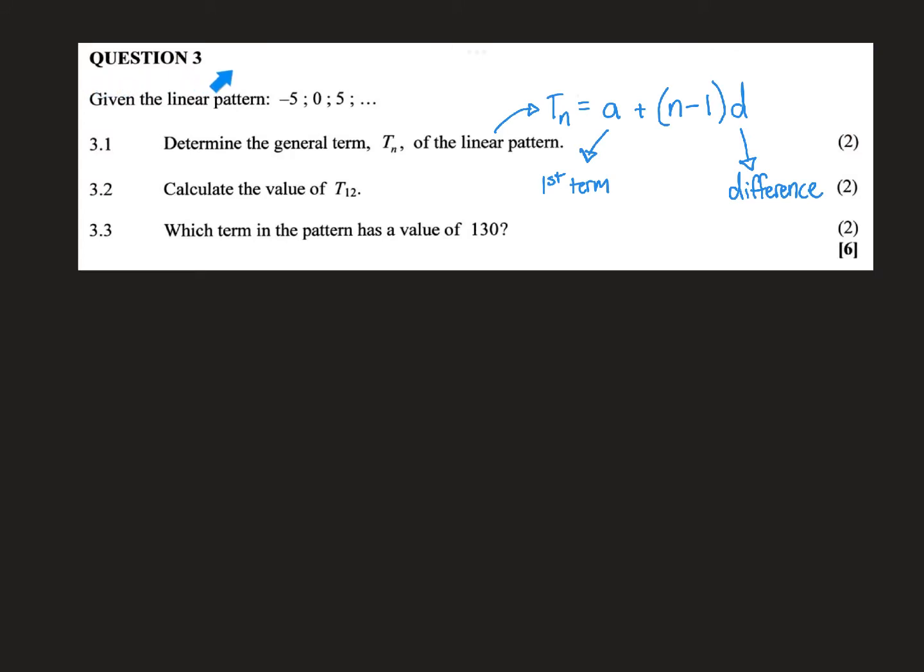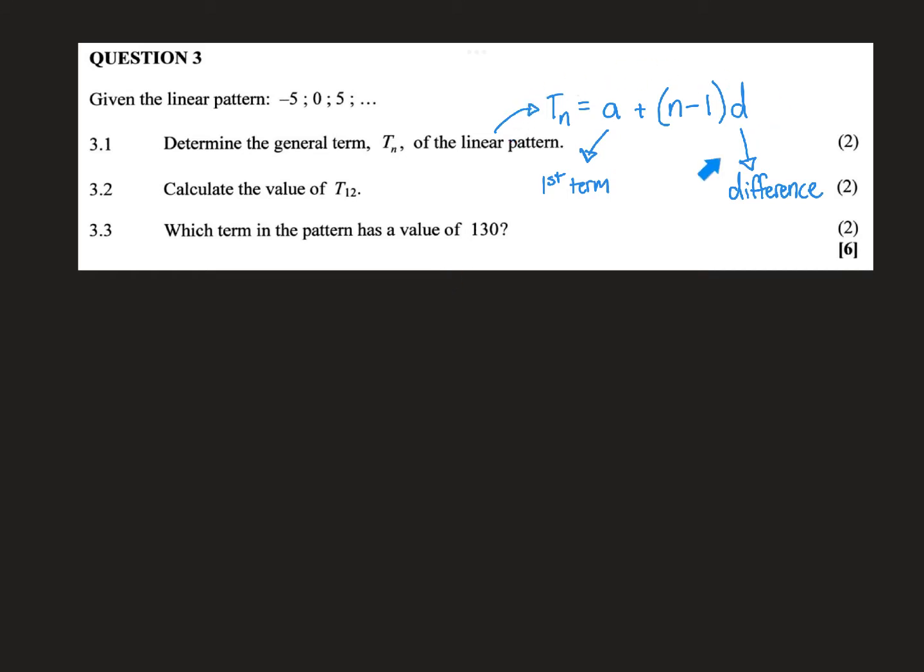So we're going through question 3 of the DBE grade 11 2019 paper. And over here, it's paper 1 obviously. And over here it says, given the linear pattern, determine the general term, Tn, of the linear pattern. Calculate the value of T12, and then which term in the pattern has a value of 130.